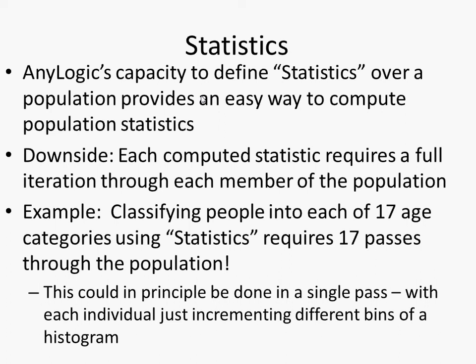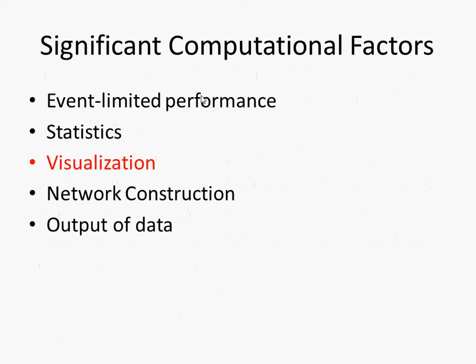And so if you have 17 age categories, 5-year age categories and 80 plus, say, you're going to be doing 17 passes through the population for those things. Now, sometimes that may be acceptable for a smaller model, but sometimes it's not. And in fact, have we time in this class? I have a little mechanism by which you could compute as many of these statistics as you want in a single pass, in a flexible way.